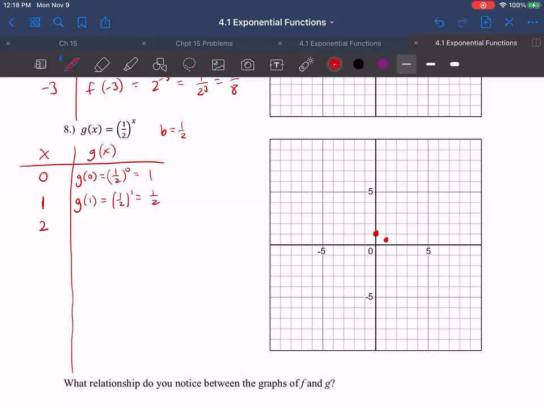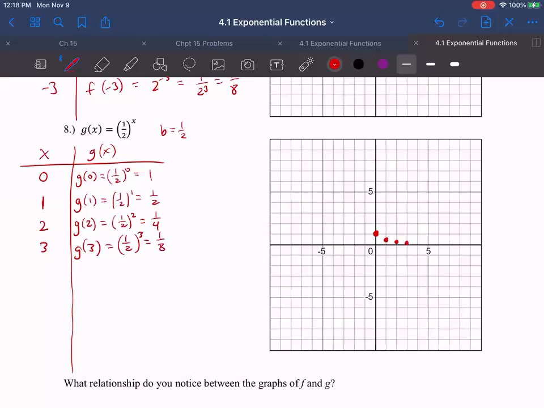We can try 2. We'll get g of 2 equals 1/2 squared. So that's 1/2 times 1/2, that's 1/4. So we're getting down here to 1/4. If we go to 3, we get g of 3. That's 1/2 to the third. That's 1/2 times 1/2 times 1/2, that's 1/8. And so we're getting really close to 0.